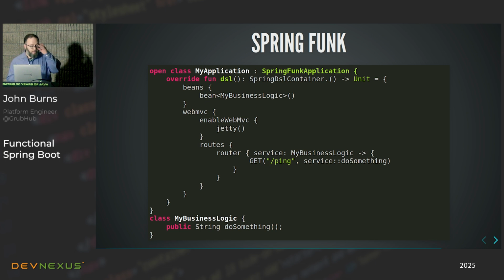So this is what the application can look like with Spring Funk. You'll notice now we have an application class that implements the Spring Funk application interface. Then the next line is the entry point into the Funk DSL. The DSL is basically a container for any number of other DSLs. The first one you see here is beans. Once you're in this beans block, this is just the Spring Beans DSL that comes out of the box in Spring. I'm just wrapping it.